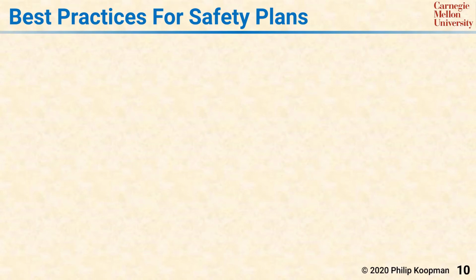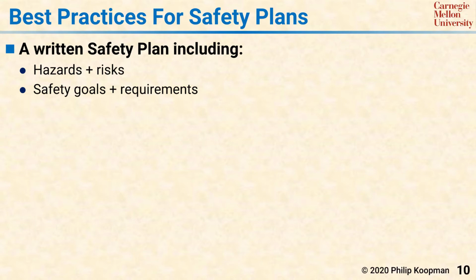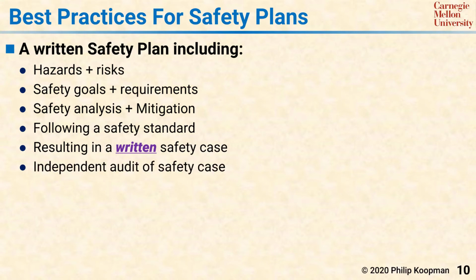The best practice for creating a safety plan is to create a written plan specifying the steps, arguments, and evidence that will be used to demonstrate system safety. In other words, the safety plan defines the process by which you will produce your safety case. The safety plan should, at a minimum, address hazards, risks, safety goals, safety requirements, analysis techniques, how you plan to evaluate mitigation effectiveness, which safety standard you plan to follow, the format of the safety case, and how you plan to independently audit that safety case.